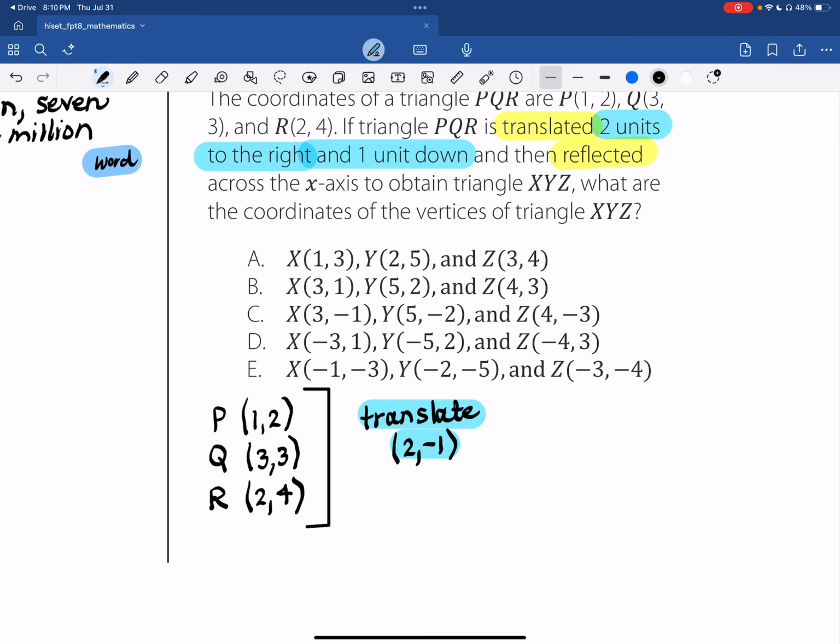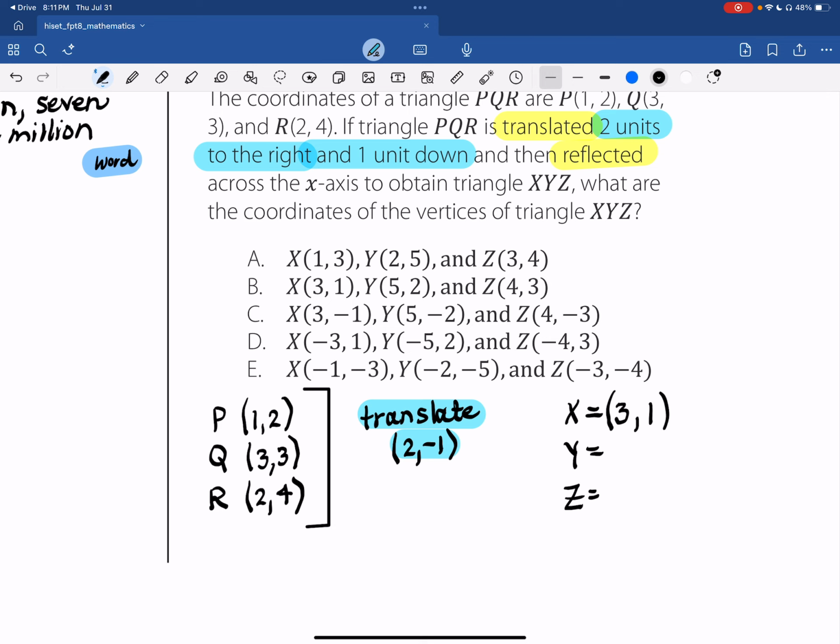For point P, if I move the 1 two places to the right, that's going to give me a 3. And if I take this 2 and I subtract 1 from it, that's going to give me a 1. So I'm translating that, and that corresponds to point X in the new triangle. We have X, Y, and Z.